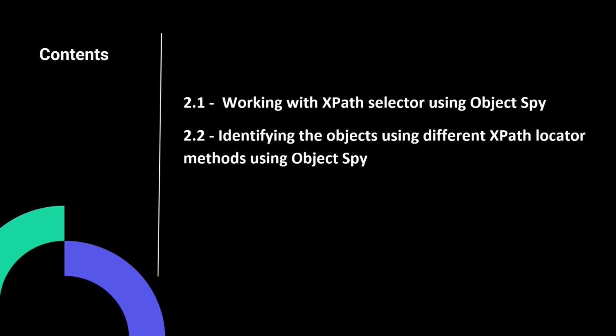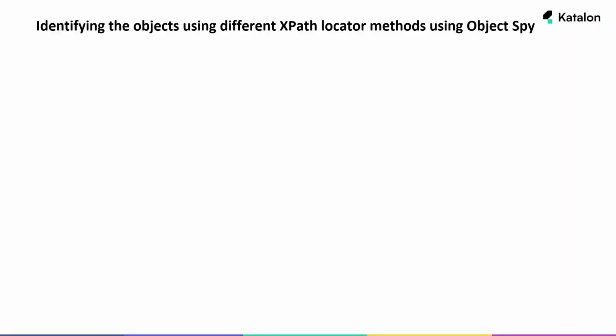As part of section 2 in chapter 2, you will learn how you can identify the objects using different XPath locator methods using object spy. Before you proceed with this particular section, I would recommend you go through the basic lesson on how to locate web elements in automated tests that is available in Katalon Academy. So let us proceed with this section.